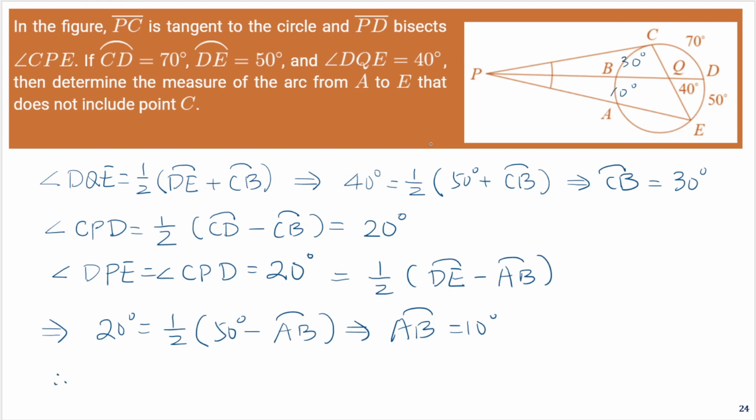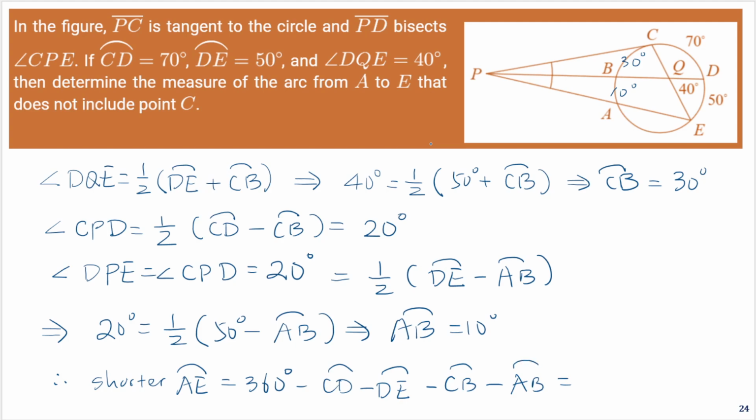Therefore, the shorter arc AE should equal 360 degrees minus the arc CD, the arc DE, arc CB, and arc AB, right? And we know all of these arcs, so eventually that gives us the shorter AE equals 200 degrees. Did you get it?